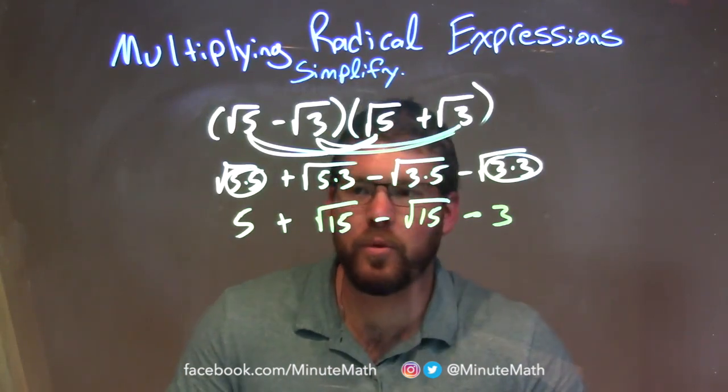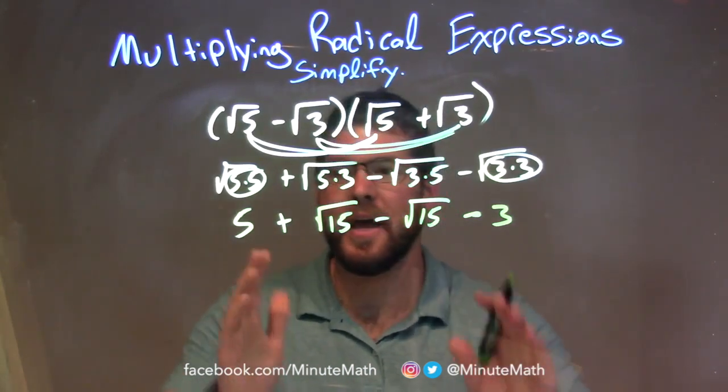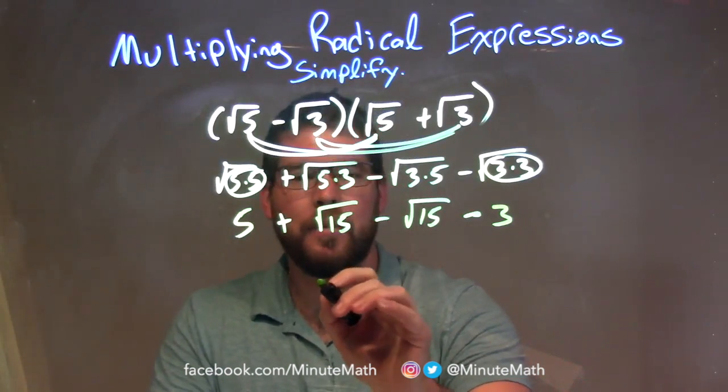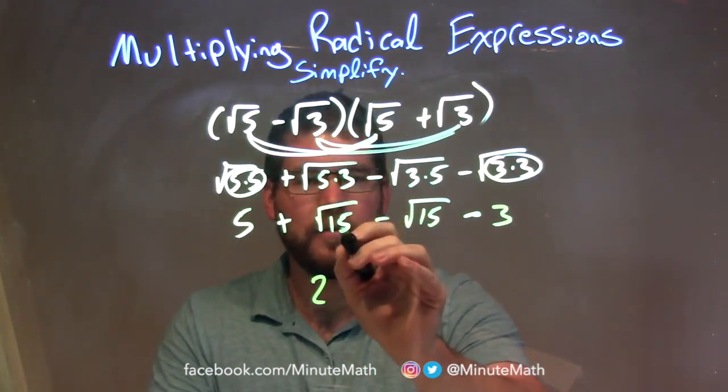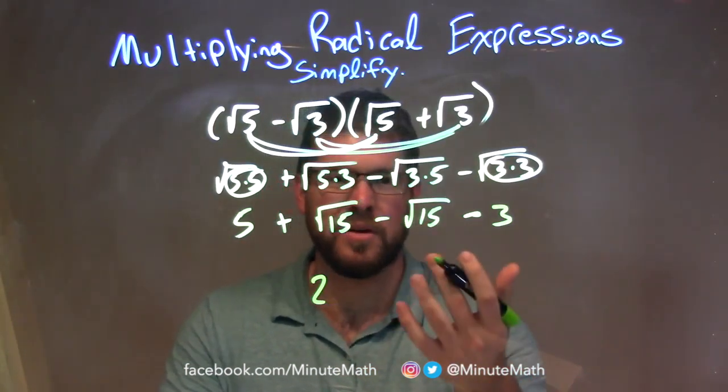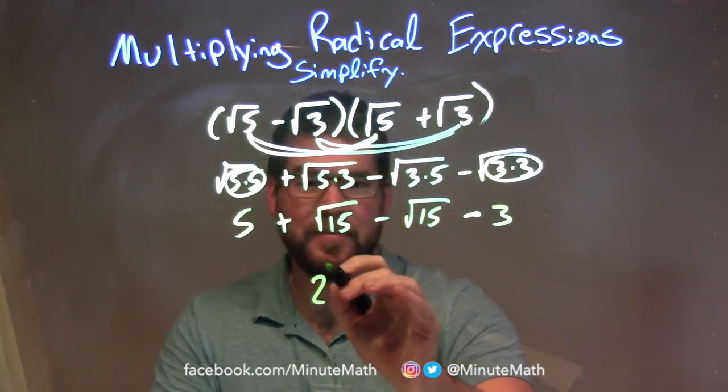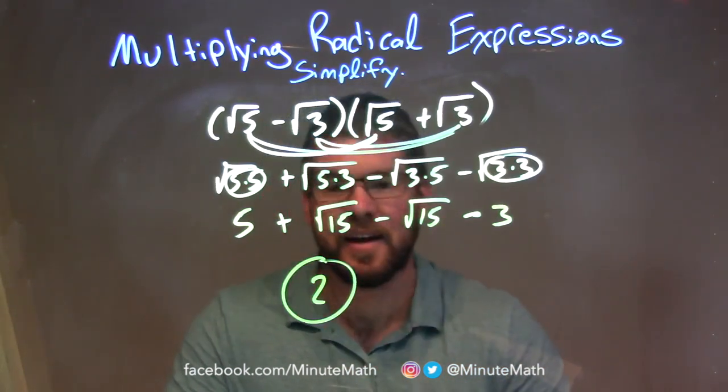Well, in one fell swoop here, let's combine our terms that we can. 5 and minus 3 come out to be a positive 2. And then we have square root of 15 minus square root of 15. Well, they eliminate each other, and that's it. So our final answer here really is just 2.